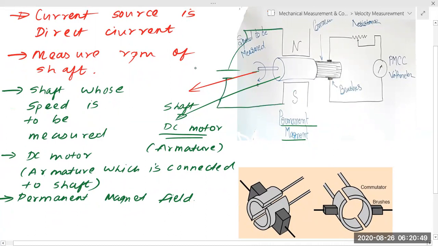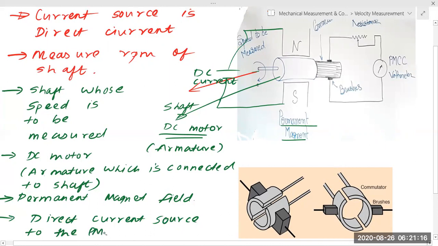What do you supply to this? You are supplying some direct current to it. Okay, you can say that there is a battery source which is connected to this permanent magnet. So there is a battery source which is direct current. Okay, so you are applying direct current. There is a direct current source to the permanent magnet.